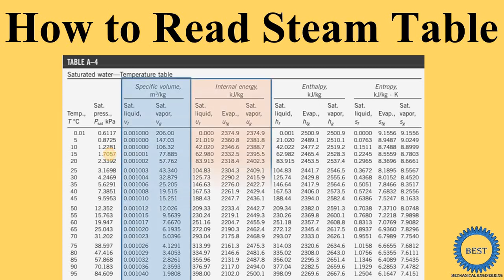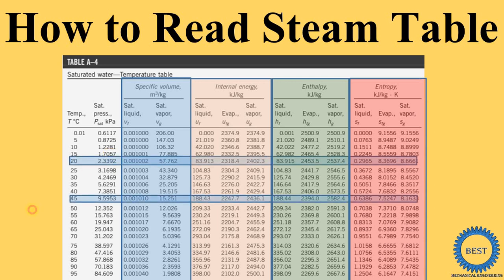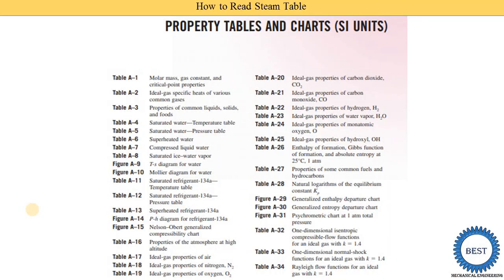In this video, I explain how to read a steam table, or how to find out the properties of steam from the given temperature or from the given pressure of the steam. Steam tables have more than 40 to 50 pages, so first you need to open the index of the steam table.